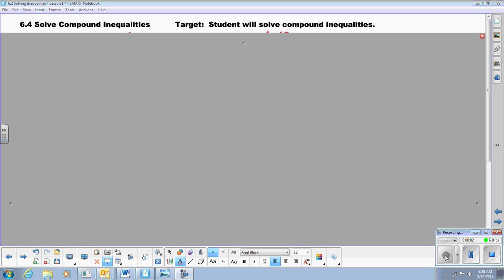Lesson 6.4 from your book, Solving Compound Inequalities. Just got two brief examples here for you. I think you'll find this to be pretty quick and easy. It's just kind of putting together some of the things you did where you were solving inequalities, and actually what you have to do when you solve a compound inequality, you've graphed them.